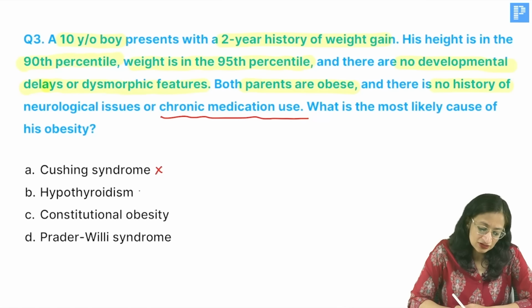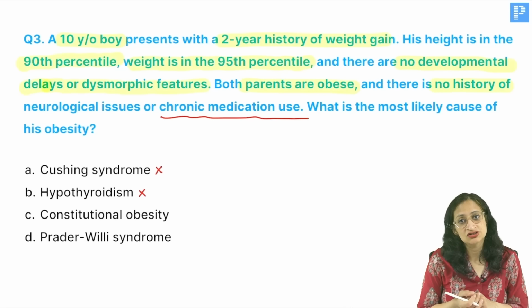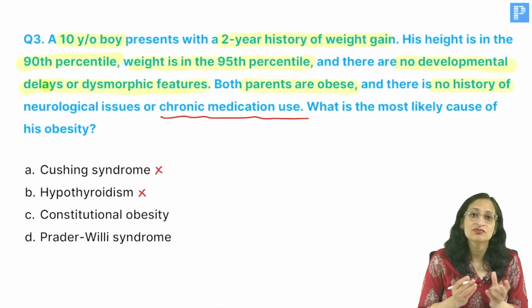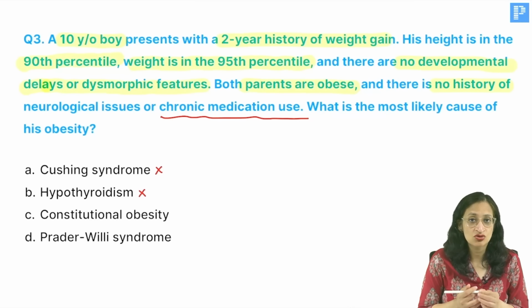Hypothyroidism, again, here there are no other stigmata of hypothyroidism. In hypothyroidism you will also get short stature. You may get some slowing, and intellectual disability if the onset was earlier, right? And there could be myxedematous facies, there could be cold intolerance, constipation, and so on, which are not there here in this case scenario.